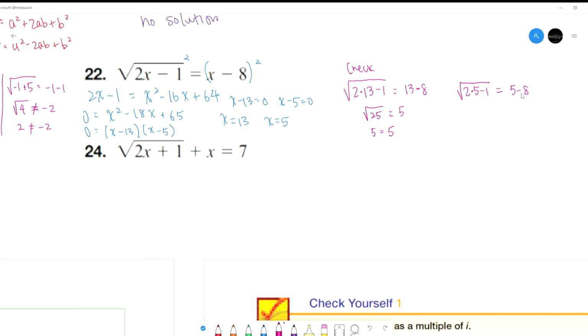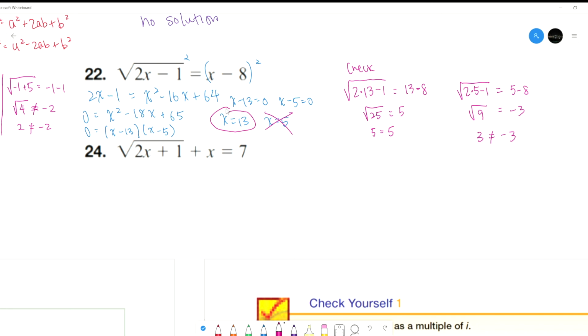So I already see 5 minus 8 is negative 3, right? So I already know this is going to be wrong. Left-hand side is 9, square root of 9, 3 does not equal negative 3. So x equals 5, not a solution. Only one solution. x is equal to 13.